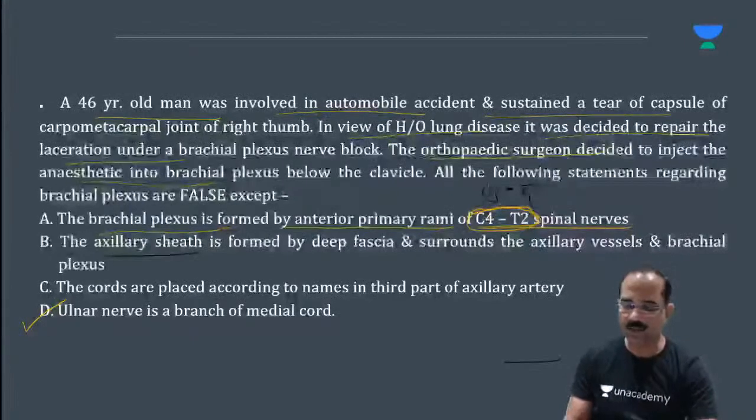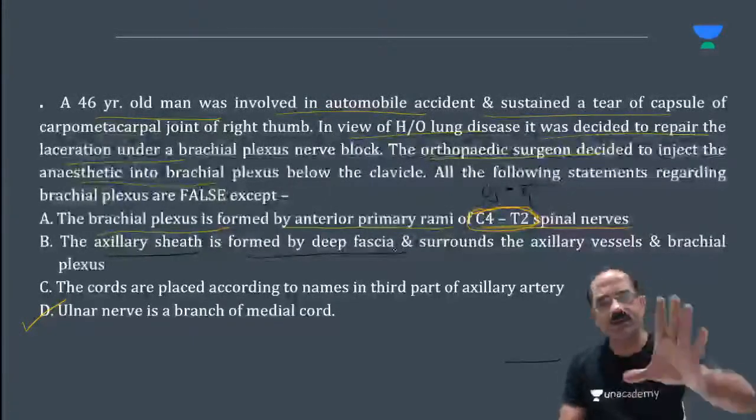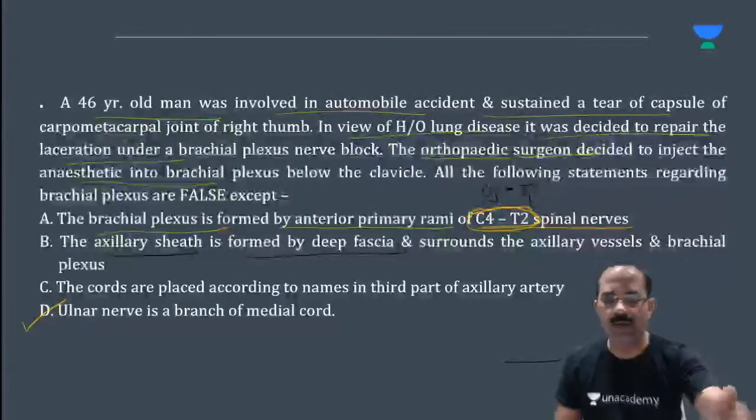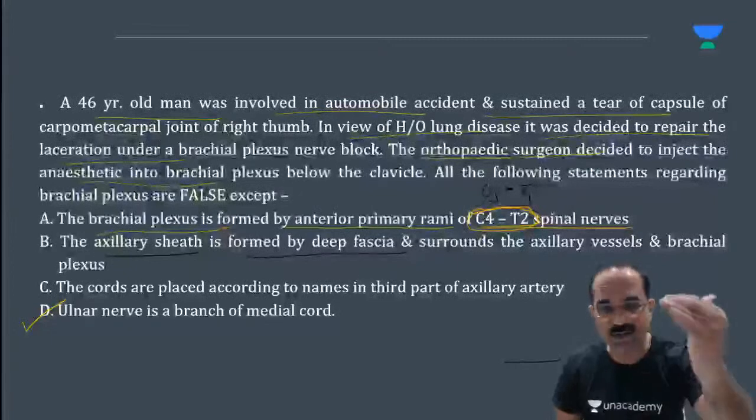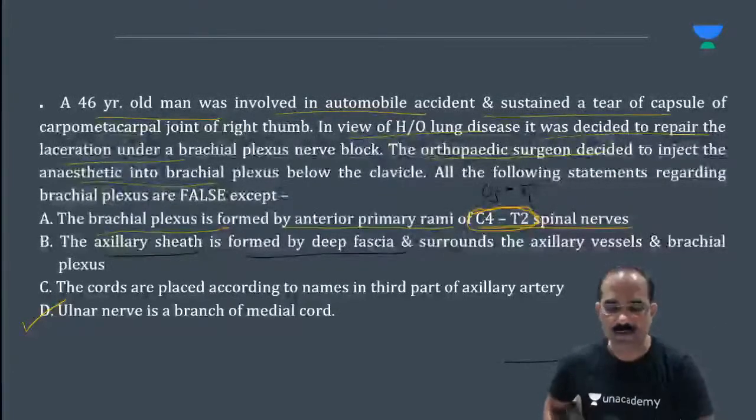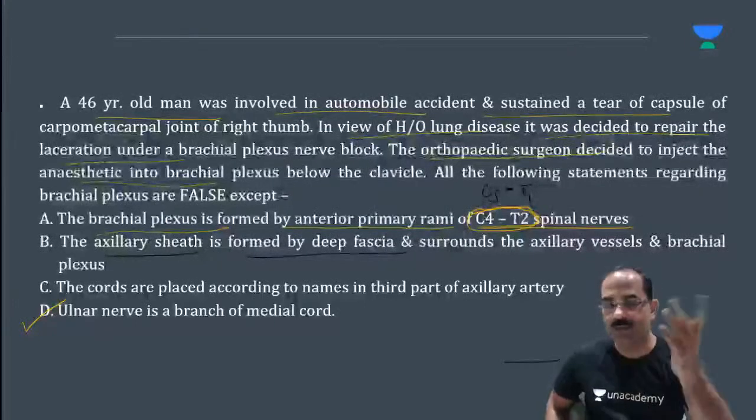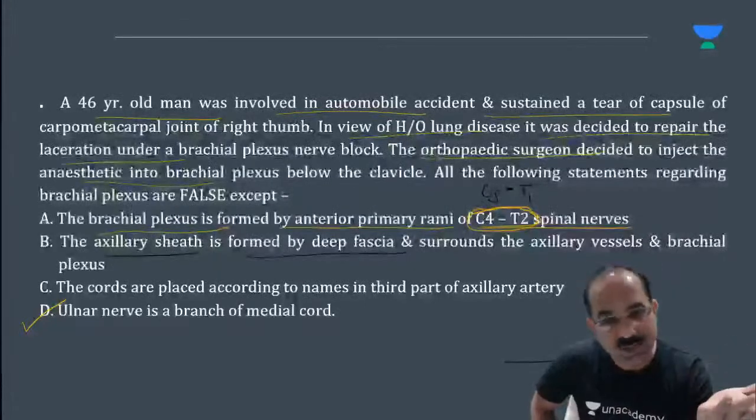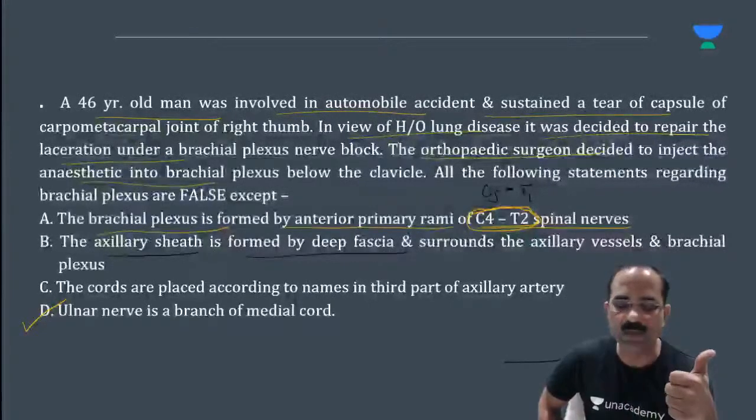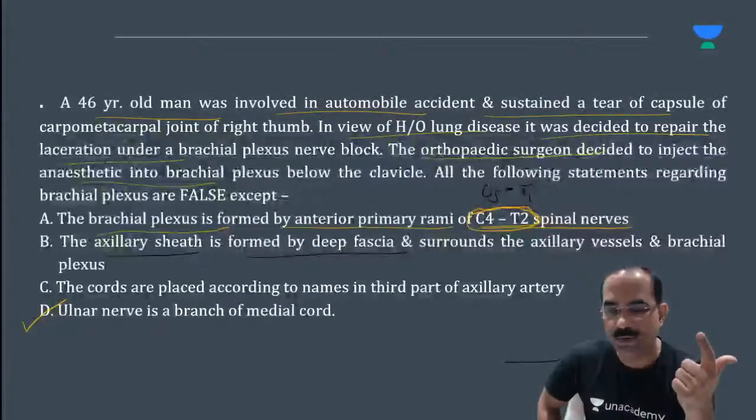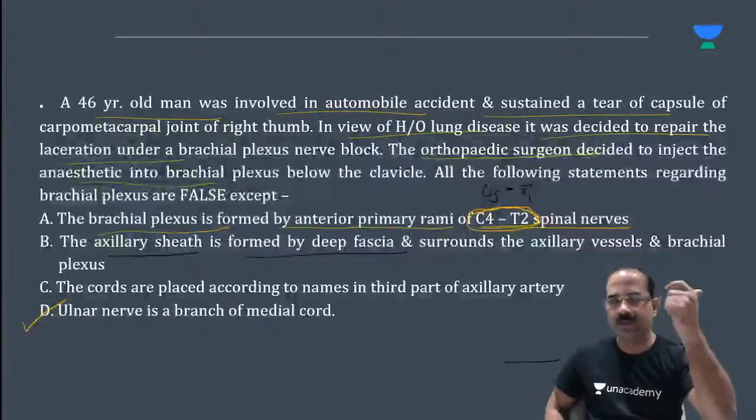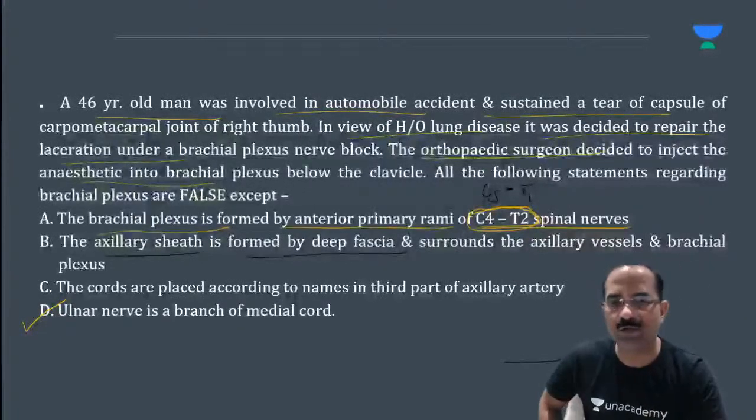The axillary sheath is formed by the deep fascia. Tell me, which is that deep fascia which continues in the axilla as the axillary sheath? Which is that deep fascia of the neck? Well, the deep fascia of the neck are of three types. Students, you know this. One is the investing, second is the pretracheal, and third is the prevertebral. So investing, pretracheal and prevertebral fascias.